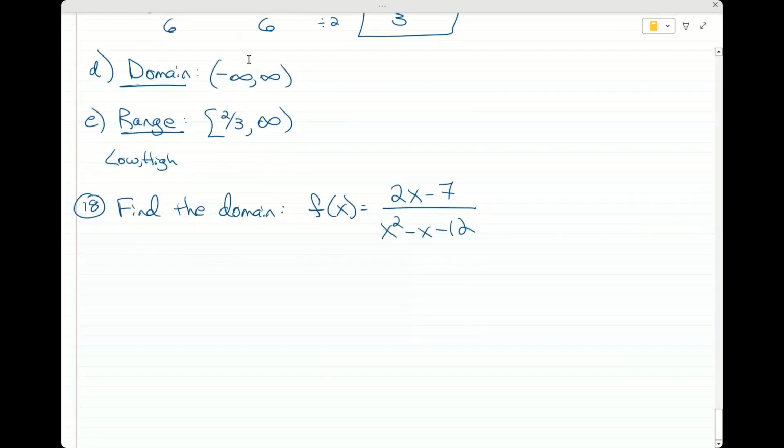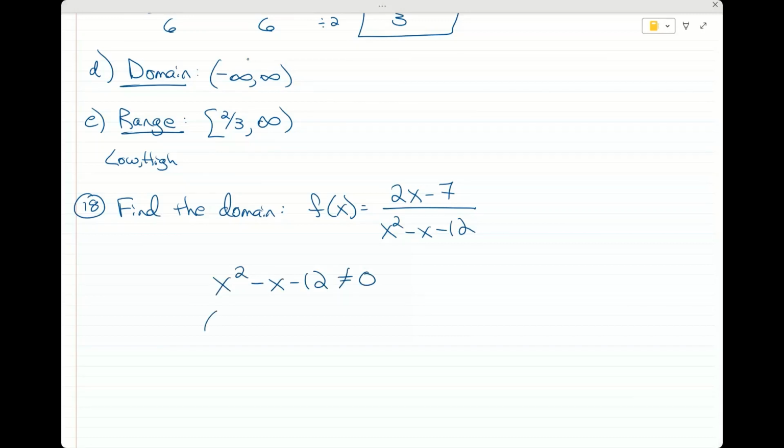Remember what we said, when we're looking at domain, we're only focused on the denominator. And if there's a radical, we're looking to make sure that that radical is greater than or equal to 0. So we don't care about the 2x minus 7, but we know this denominator, x squared minus x minus 12, can't be 0. So let's go ahead and solve for it. And then the domain would be values where x is not those numbers.